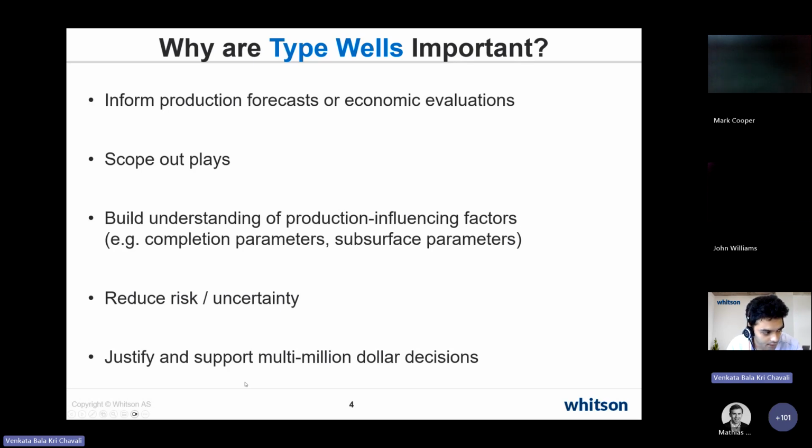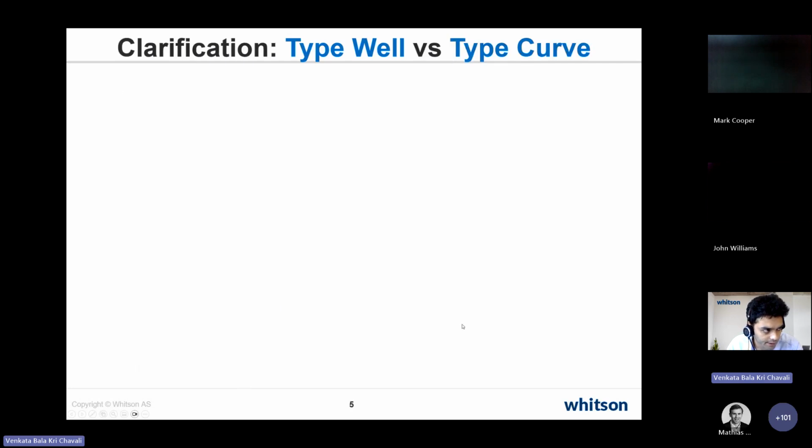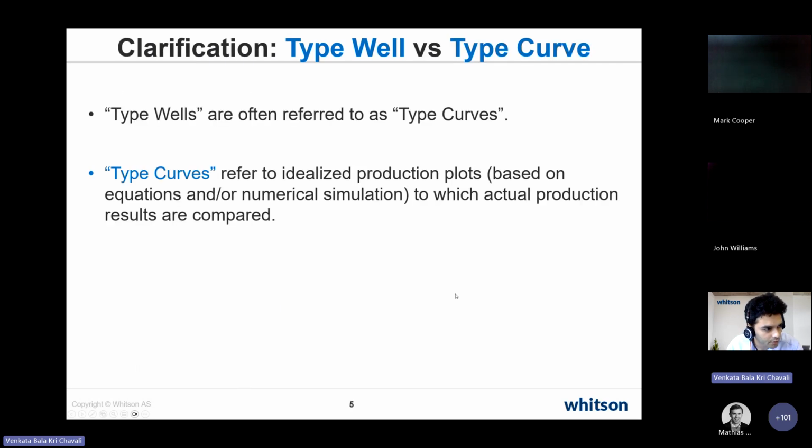And then it also helps justify and support multi-million or million-dollar decisions, right? And just from the outset, I'd like to clarify that type curves refer to idealized production plots based on equations. It may be analytical or numerical simulations to which actual production data results are compared. So it's basically the old way of using Petkovich type curves and things like that, where you slide your production data on top of these type curves, and then you say, hey, this might be my reservoir properties and things like that.